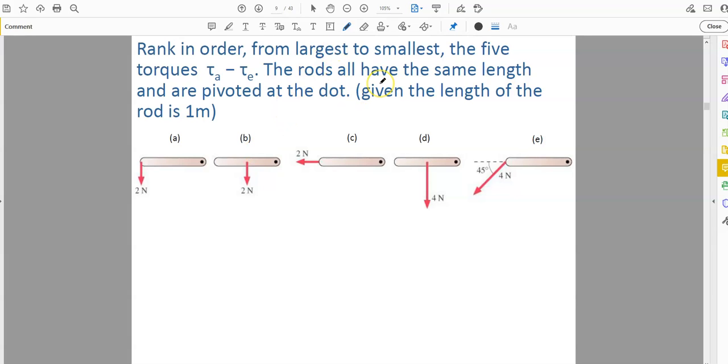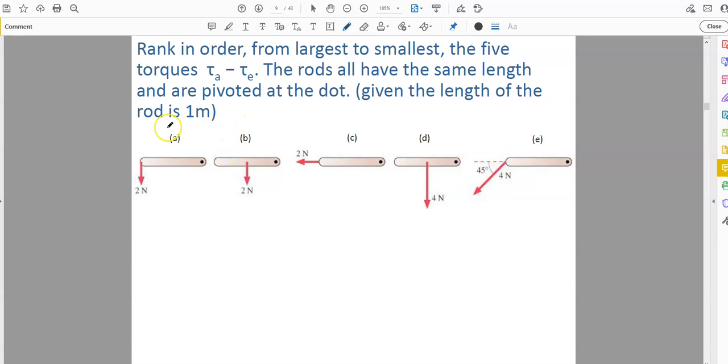All right. Let's do a little problem. Suppose you've got a 2 Newton force that is applied at different parts of the same lever arm. So A, the force is a distance 1 meter away. B, it looks like the force is at a half distance from the pivot point. The dot is the pivot point. C, it's a full distance, 1 meter. D, it's also at a half distance. E, it's at a full distance, right? And D and E are 4 newtons, and E is at a 45-degree angle.